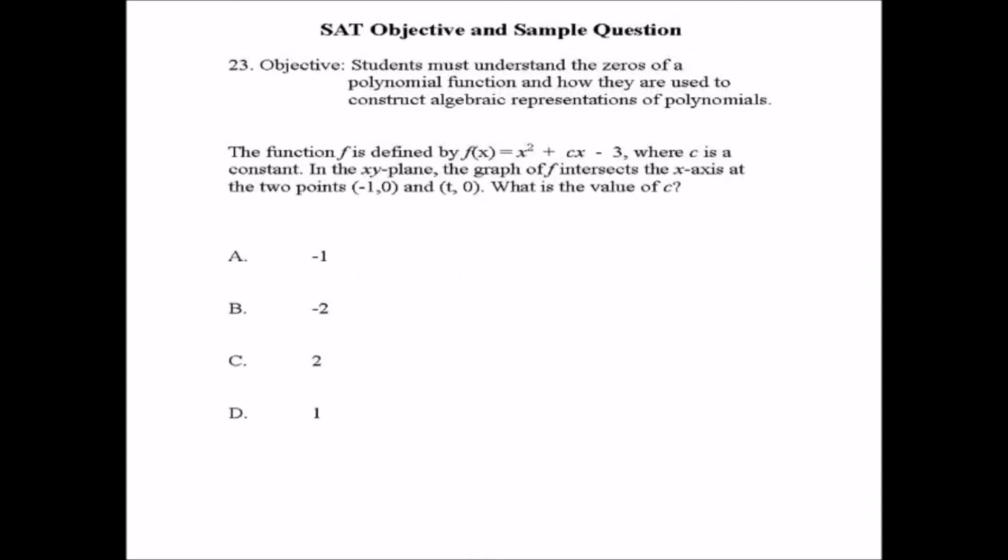And we move on to number 23. The function f is defined by f of x is equal to x squared plus cx minus 3, where c is a constant. In the xy plane, the graph of f intersects the x-axis at the points (-1, 0) and (t, 0). What is the value of c? A, B, C, or D? Circle the correct response. So here you have to use the point (-1, 0) to help you to find the answer. Straightforward. You can't use (t, 0), you don't know what t is.